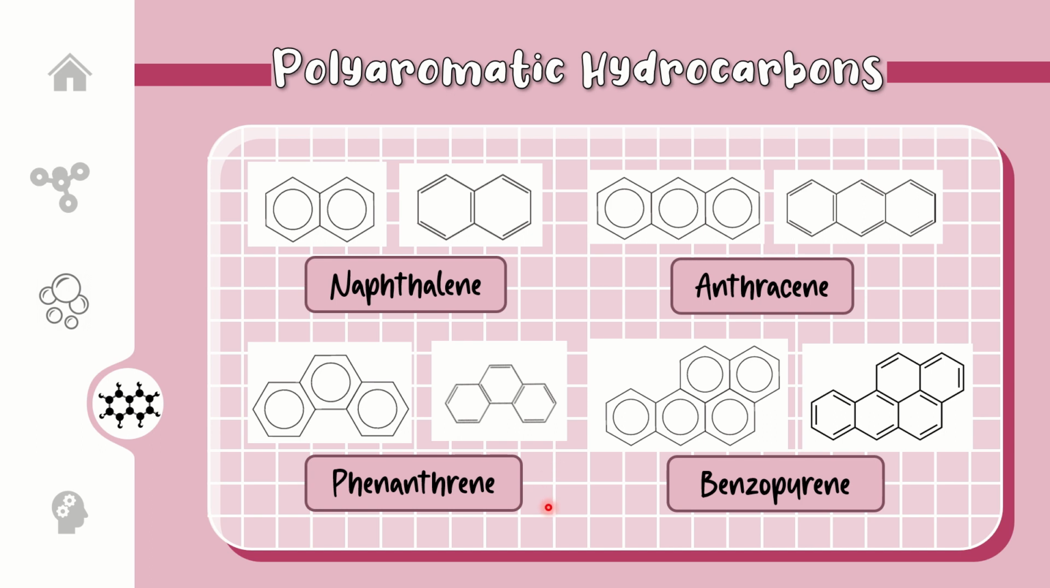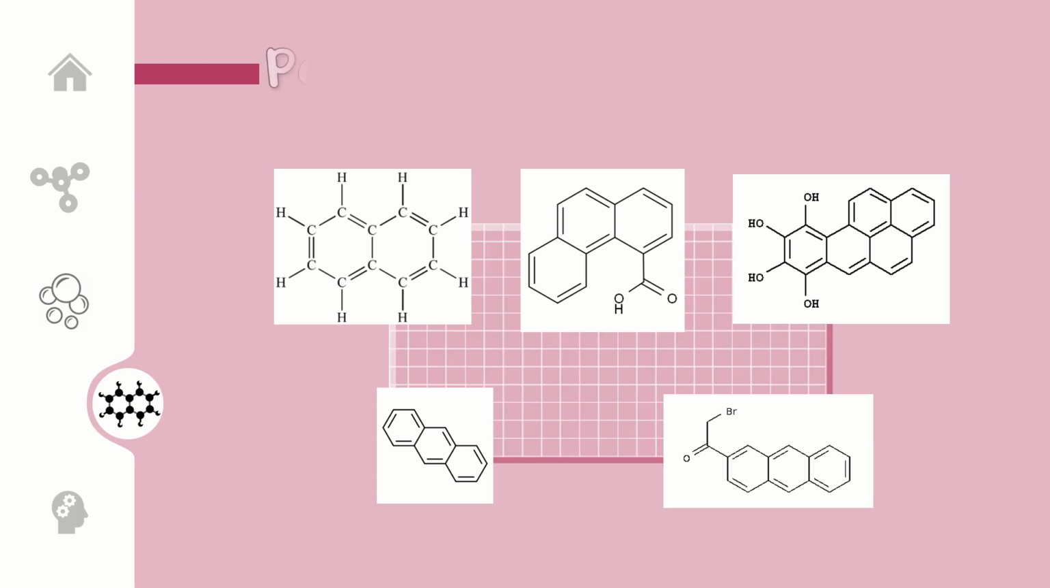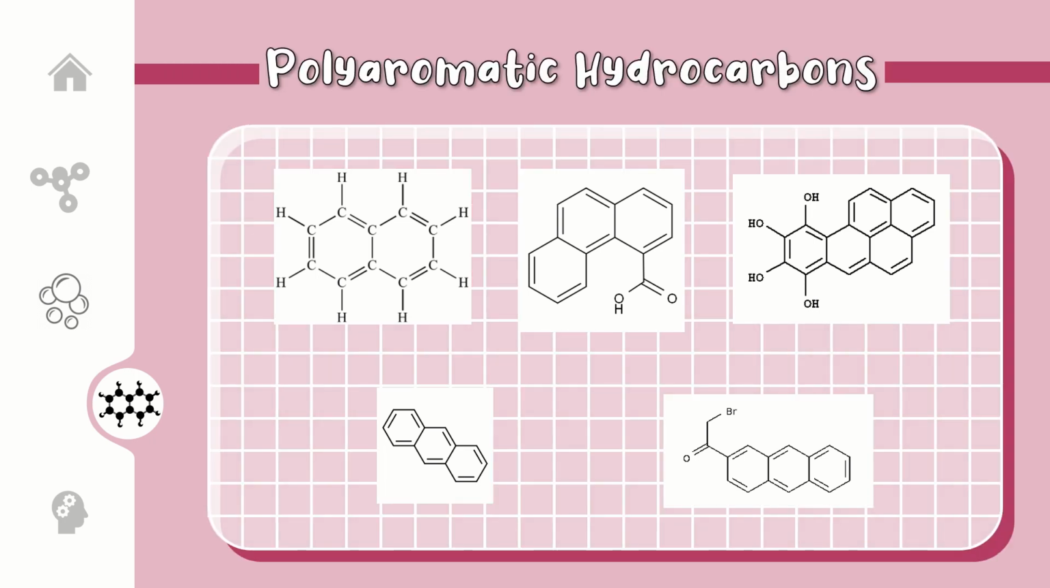If for example they have 3 benzene rings, but they are not on a straight line, we consider it as phenanthrene. And then if there are 5 aromatic rings, we consider it as benzopyrene. Let's have now an exercise regarding polyaromatic hydrocarbons. Let's just identify the names of these polyaromatic hydrocarbons.